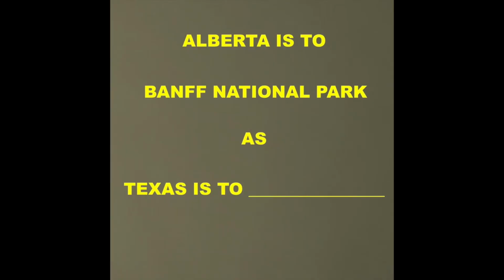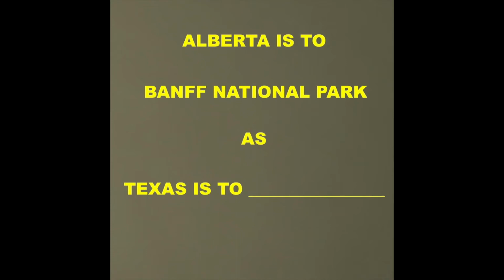Okay, let's go on and take a look at some more of these logic questions. They're kind of fun. Here is another kind of a geography map question. Alberta in Canada. Alberta is to Banff National Park. We've got a place and a park. Alberta is to Banff National Park, as Texas is to, I guess we're looking for a national park down there.